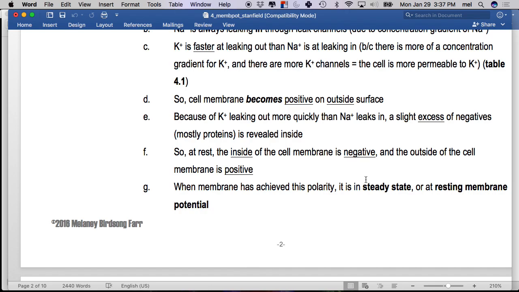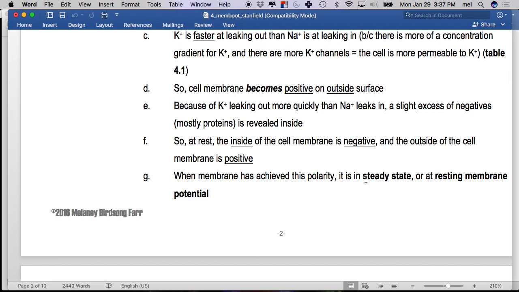They're attracted to one another, like two magnets around a piece of paper, right? So it's primarily the cell membrane that has charge, right? Does that make sense? Okay. So when the membrane has actually achieved this polarity, positive on the outside, negative on the inside, about these concentration gradients, you can say the cell is at steady state, or what we call resting membrane potential.